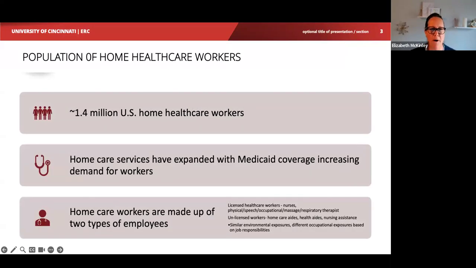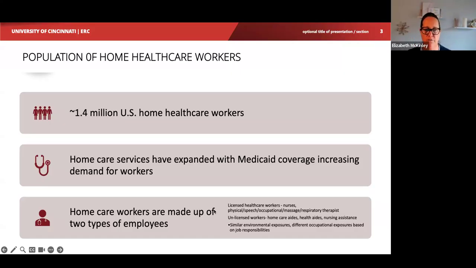So a little overview of the population of home healthcare workers. There's currently 1.4 million US home healthcare workers, and they provide home care services within the patient's home. And these services have expanded with Medicaid coverage increasing. It also is increasing the demand for workers.